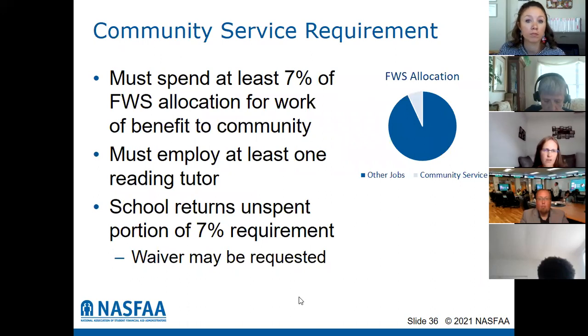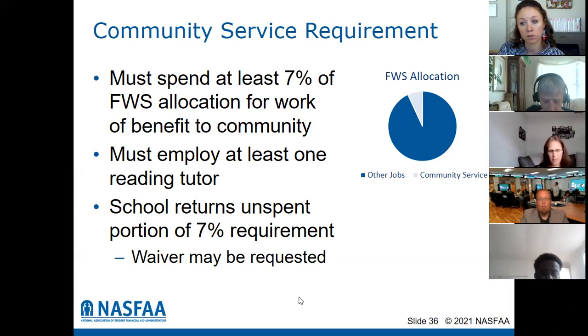Okay, moving right along. Next, we're going to talk about the community service requirement for the federal work study program. A school must use at least 7% of its federal work study allocation to compensate students employed in community service positions. In meeting the 7% community service expenditure requirement, a school must employ at least one federal work study student as either a reading tutor for preschool age or elementary school children, or in a family literacy project performing family literacy activities.